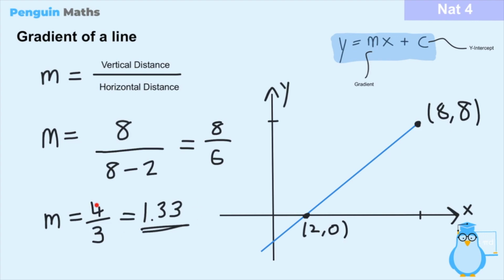And again, if you're unsure about these little sums just now, you can just do this in your calculator. So if you get to this stage and you get that the gradient is equal to 8 divided by 6, then you can just put this into your calculator and you'll get this same answer of 1.33.